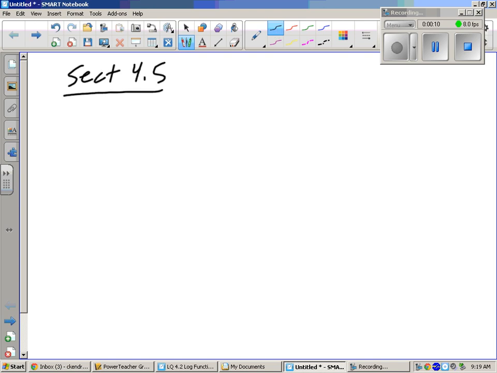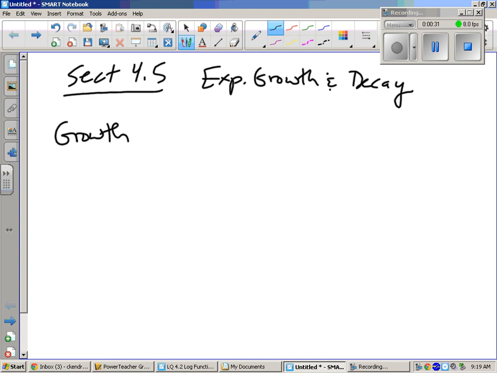We're still going to continue talking about logarithms and exponential functions, but we're going to get a little more real life. Exponential growth and decay is a very big aspect of this topic. So, our growth function. Now you've seen this before. Some of the letters might be a tiny bit different.